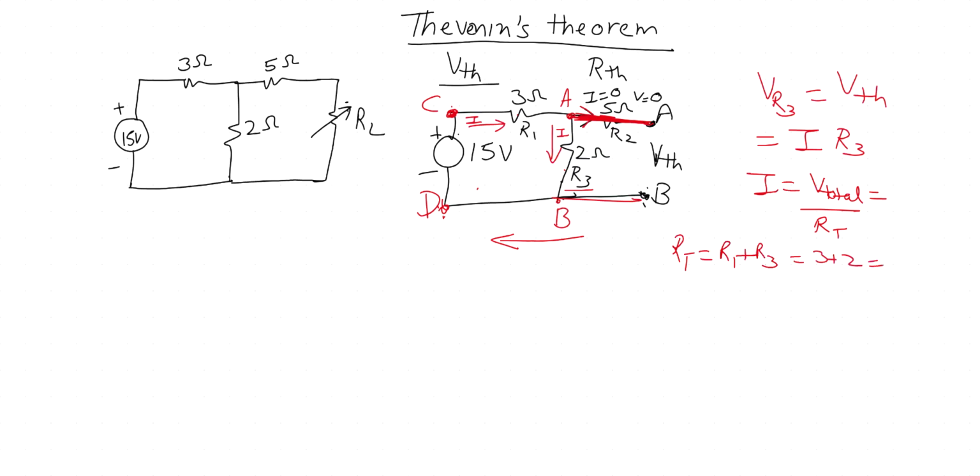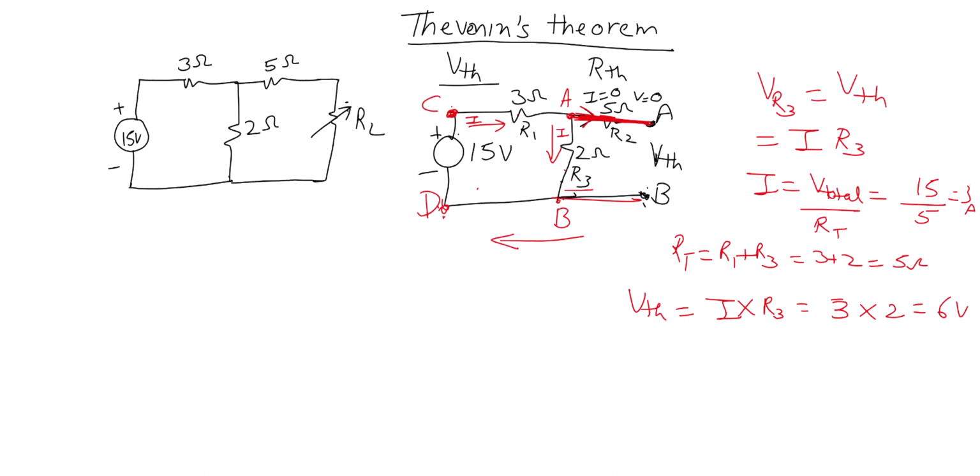V total is 15. 15 divided by 5 gives me 3 ampere as current. Now 3 ampere is the current that flows through the 2 ohm resistor. So VThevenin will be the current flowing through the 2 ohm resistor times the resistance R3, that is 3 multiplied by 2, which gives me 6 volt as VThevenin. We have found VThevenin. My next step is to find RThevenin.